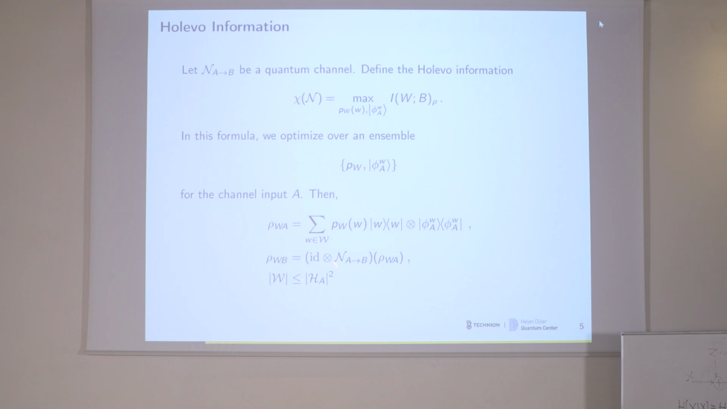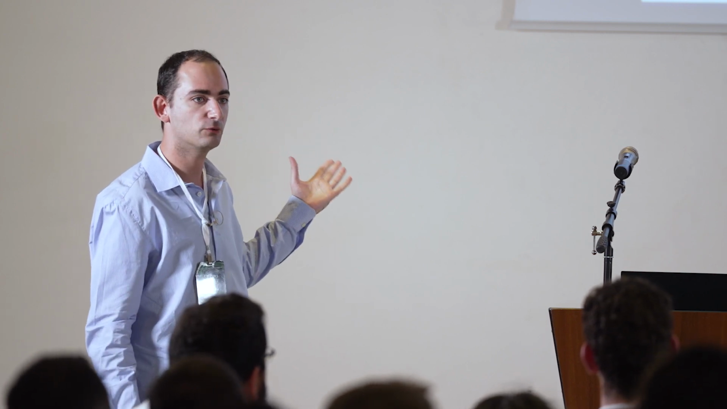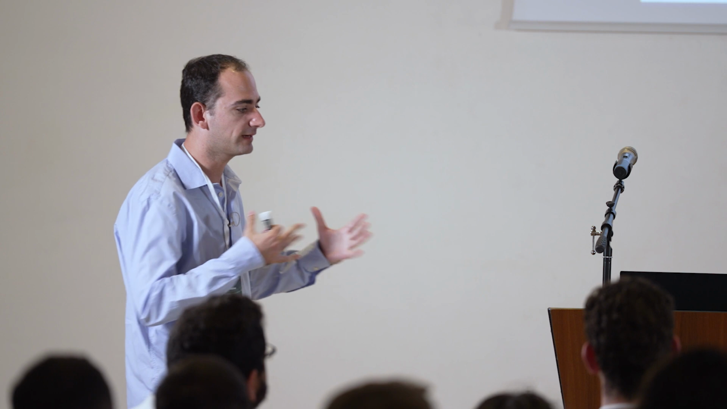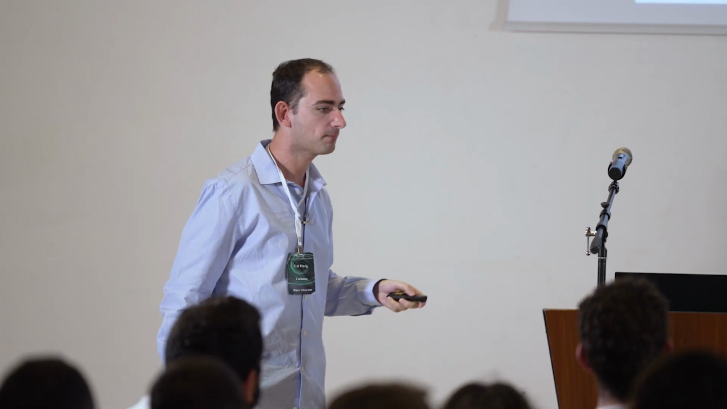I haven't defined this notation. This is actually the square of the dimension of the input state. This is the bound on the size of the collection that I need to optimize over. So this is actually considered to be a computable formula. You can compute it numerically if I give you some channel. Maybe I should say, this is called the Holevo information of the channel. It is denoted by chi of N.